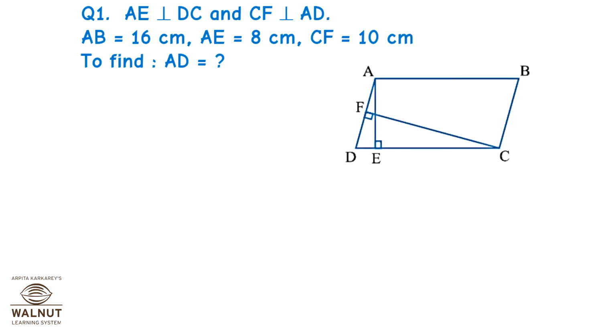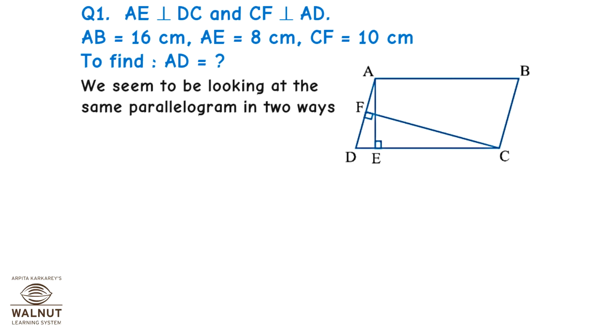Question 1. AE is perpendicular to DC and CF is perpendicular to AD. AB is equal to 16 centimeters. AE is equal to 8 centimeters. CF is equal to 10 centimeters. We have to find AD. We seem to be looking at the same parallelogram in two ways.